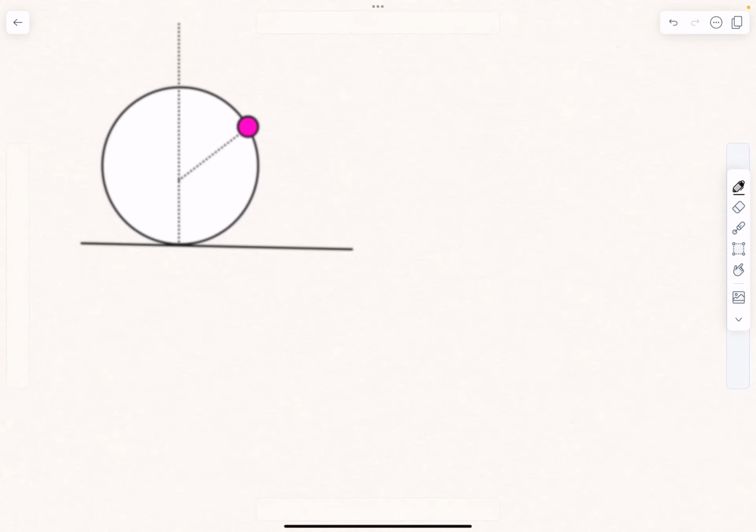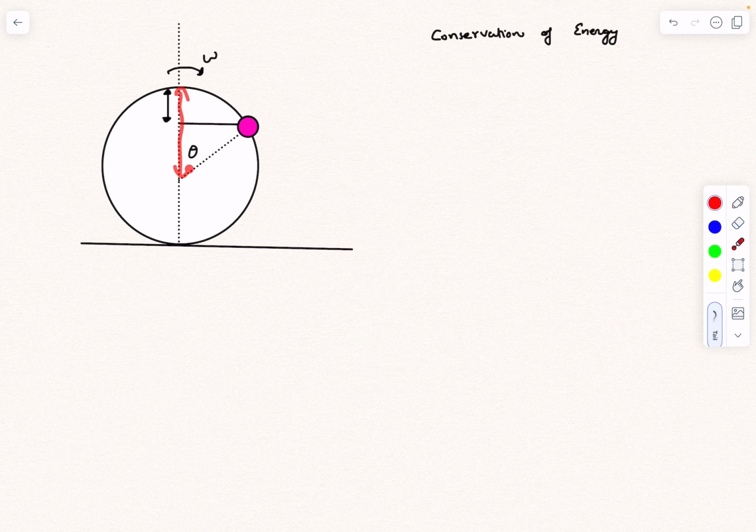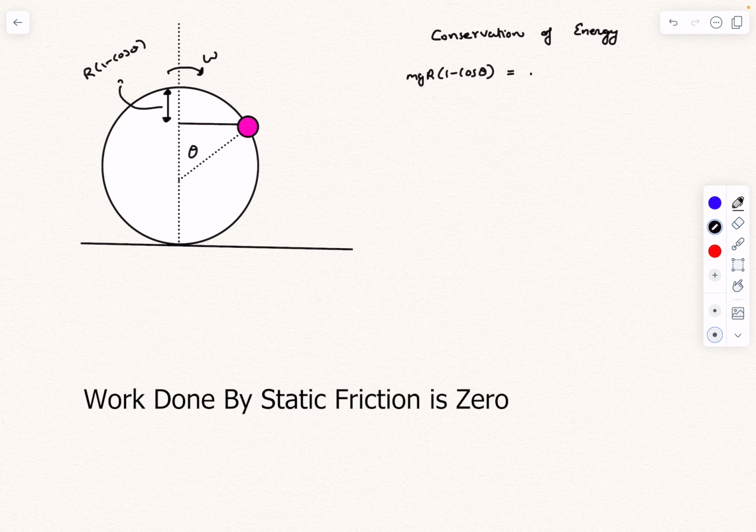Okay guys, so now let's say the bead actually rotated by an angle of theta relative to the vertical. At this instant, clearly the ring is going to have some angular velocity omega. So first let's begin by applying conservation of energy, because that's pretty trivial in this case. The drop in height of the mass: this distance over here is capital R, and this small distance is capital R cos theta. So this distance over here is capital R times (1 minus cos theta). So the decrease in potential energy is mgR(1 minus cos theta), and this would be equal to the increase in kinetic energy of the system.